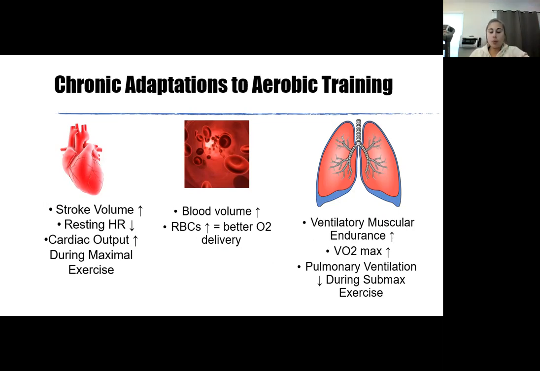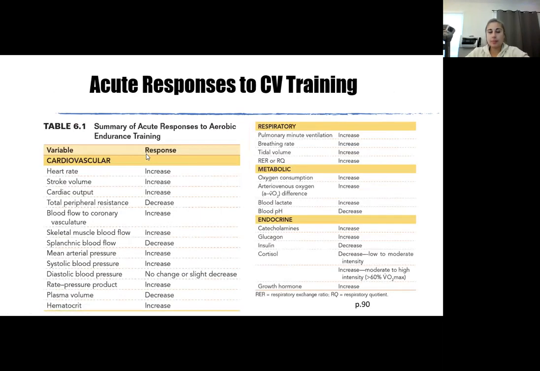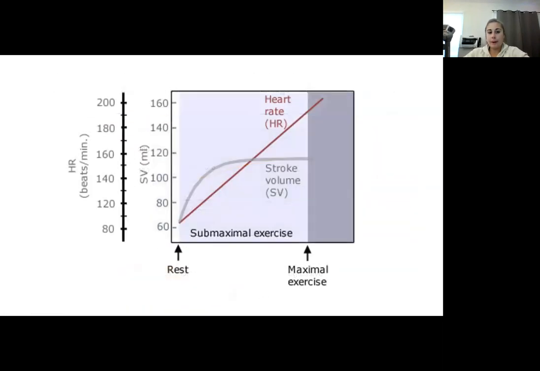And another important one is cardiac output increases during maximal exercise. Not some maximal exercise. Let's come back. So let's go back to this chart. So what does that mean? So this one here. So stroke volume is higher during maximal exercise. Okay, so why is that? And submaximal, it doesn't change, okay?